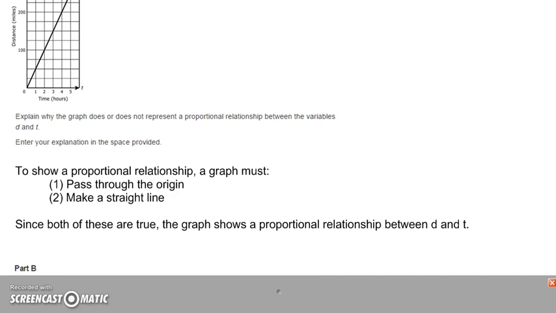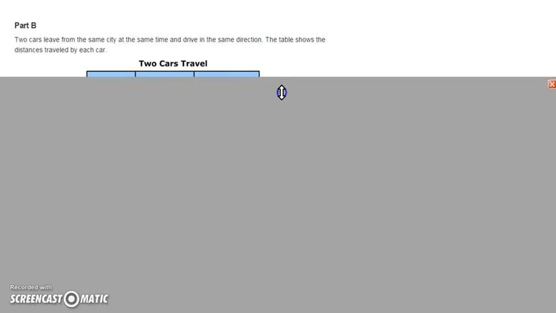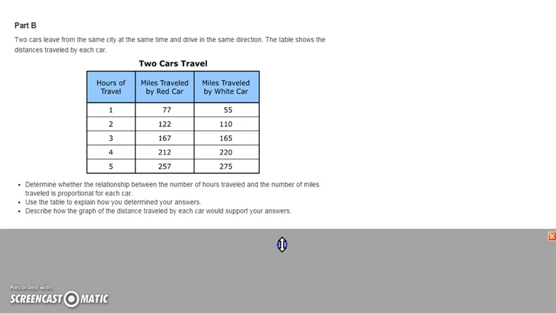Now for Part B, two cars leave from the same city at the same time and drive in the same direction. The table shows the distance traveled by each car. So two cars travel. We have the hours of travel, 1 through 5, the miles traveled by the red car, and the miles traveled by the white car.